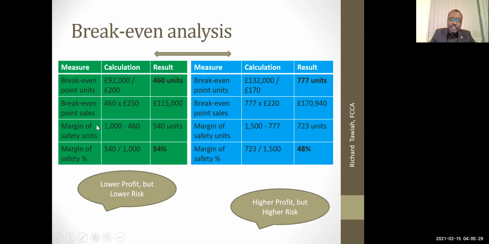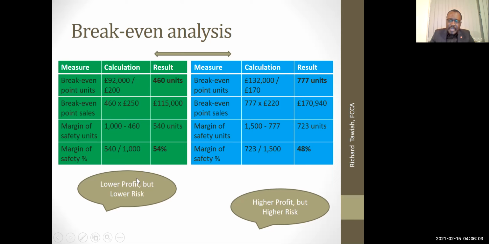Margin of safety: we sold 1,000 under our current scenario. Subtract the 460 where we break even. It means we are selling an extra 540 units in the buffer zone. That's what we are selling, not what we need to sell. Now let's see the percentage of the margin of safety. Express the extra units we sell over the units we sold, and we get 54%.